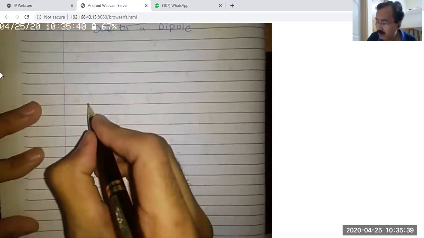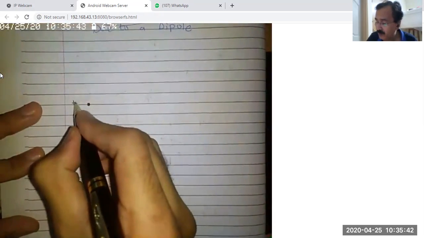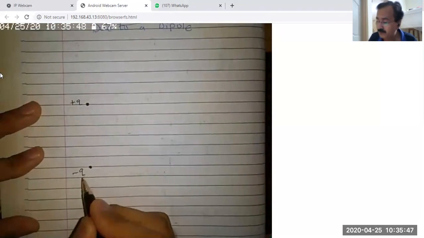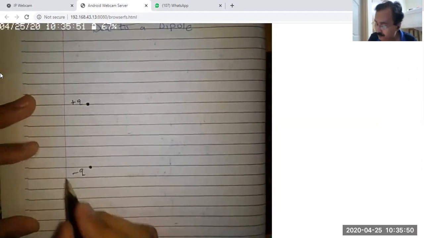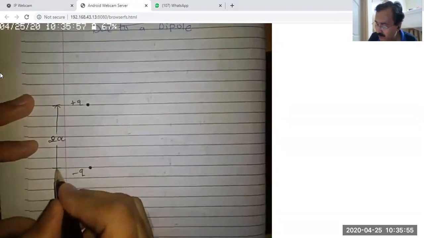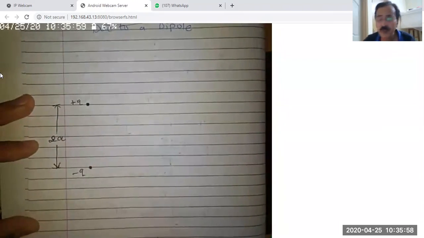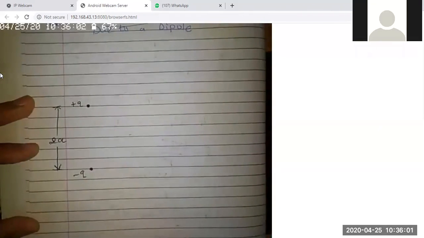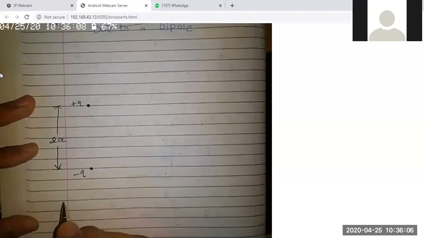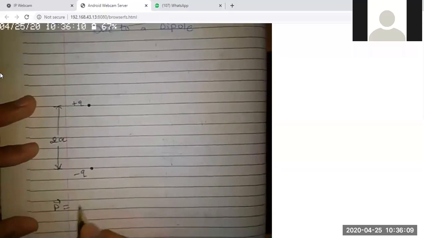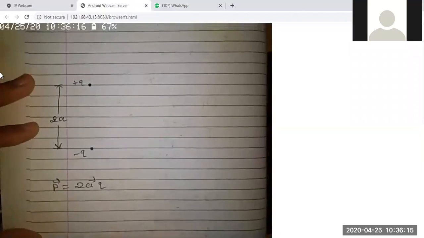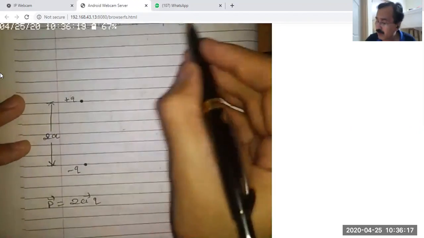So for a dipole, say this is plus Q and this is minus Q. The distance between them is 2A or 2L, whatever you prefer. This arrangement is called an electric dipole. Its dipole moment is equal to 2AQ, or 2QL. This is called the dipole moment. Now back to the question.